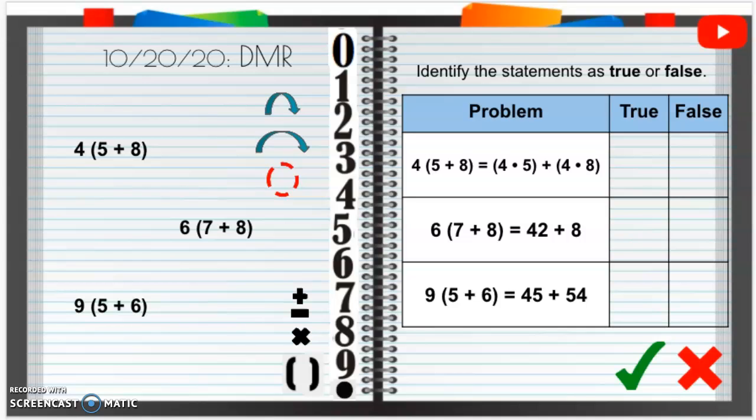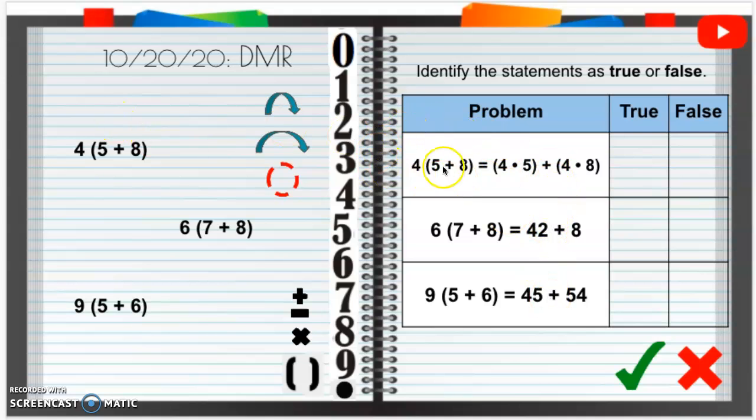October 20th, 2020 Daily Math Review. All right, so our problem is over here. It says identify the statements as either true or false. So I pulled from these problems the most important parts that we can use our distributive property and see if we get what they come up with.